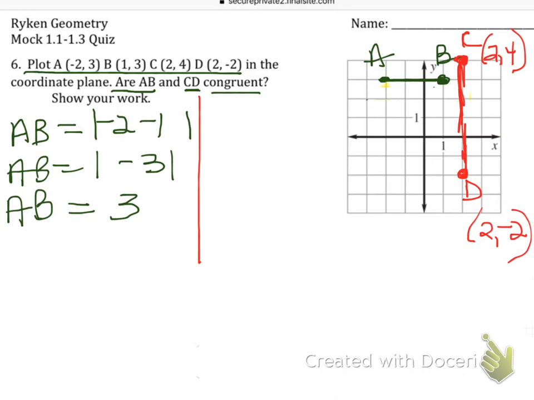Now, the next thing I'm going to do is label these points because I see that in my formula I have x1s and x2s and y1s and y2s, and I don't have that yet. So my first point, I'm going to call x1, y1. Remember, you have x's and y's in every point. My next point, I'm going to label x2 and y2.